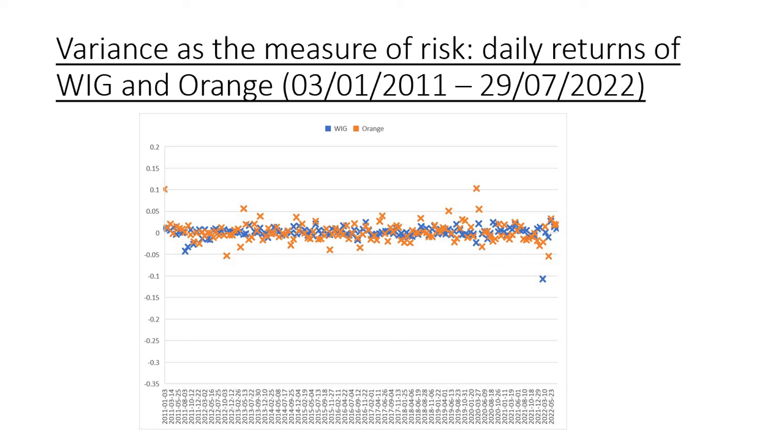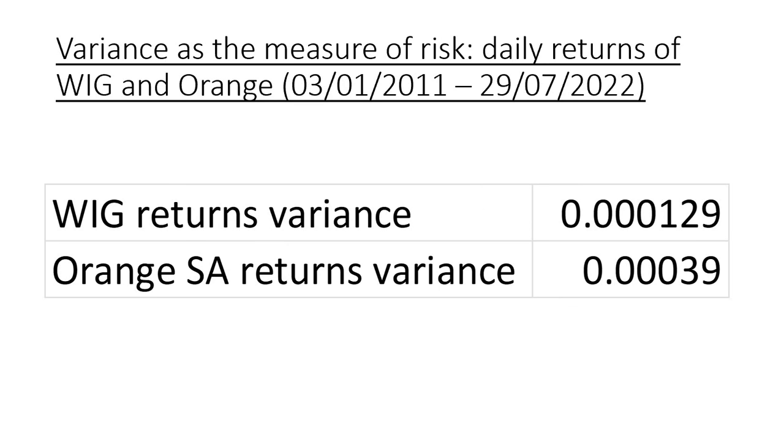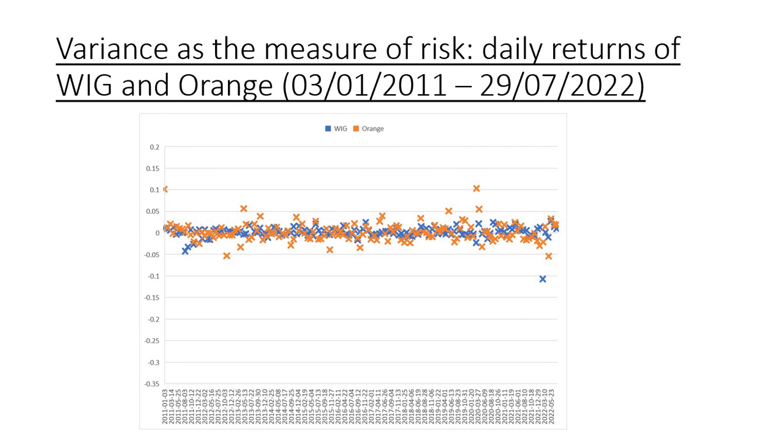So the first thing you can notice is that for Orange, there is a much bigger spread between the maximum and the minimum values. So you can already indicate that Orange returns will feature a higher degree of variation compared to daily returns of Warsaw Stock Exchange aggregated. And when we calculate the variance, you can actually see pretty well that this is true. So for Warsaw Stock Exchange aggregated, the value of variability is smaller than for Orange. And this indicates that investing in Orange is more risky. It's a riskier option compared to investing in Warsaw Stock Exchange aggregate.